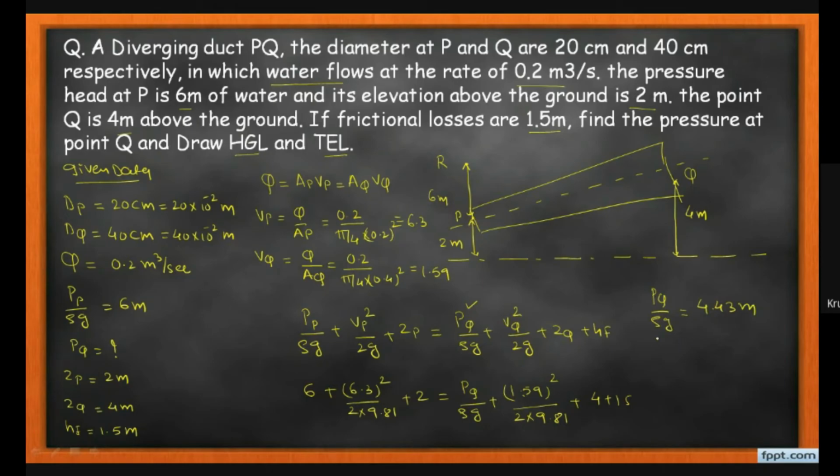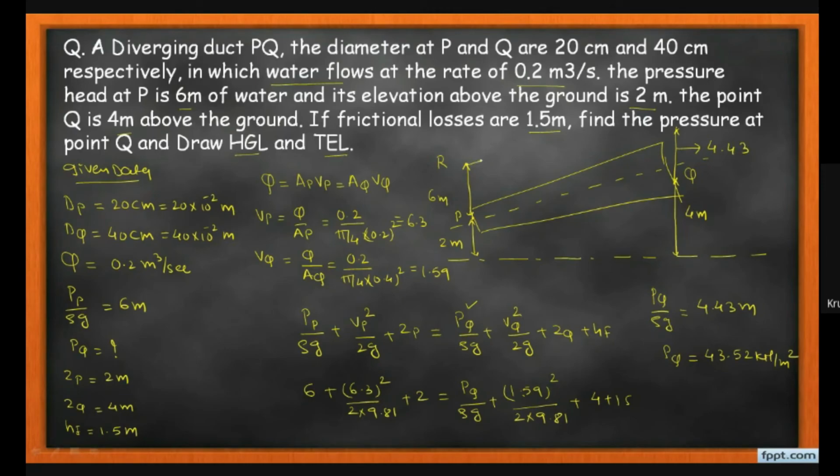And we know that rho is 1000 for water and g is 9.81. So if we multiply this 4.43 with rho g, then we get the pressure at Q, that is 43.52 kilonewton per meter square. Now we plot the different lines. So we have the pressure head, which is 4.43. Again we need to mark this line, this is the head which has the value of 4.43.